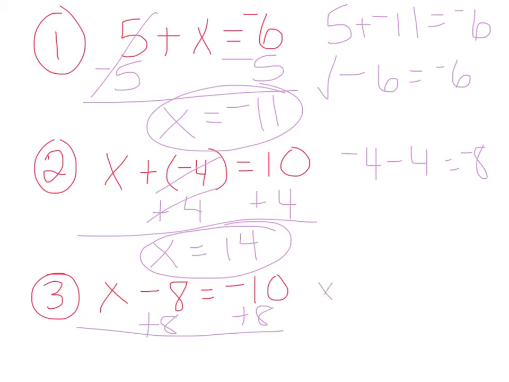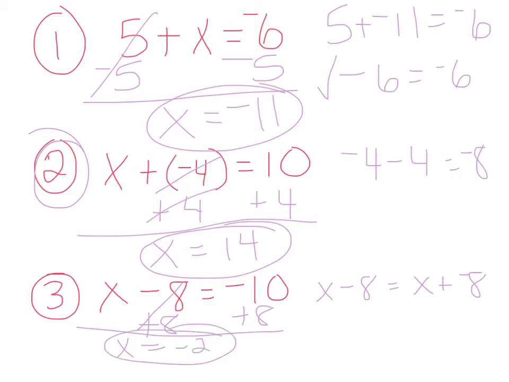Because remember, x minus 8 is the same as x plus a negative 8. So really it's the same problem as number 2 that we're doing. So x equals, because these will cancel out, x equals negative 2. Negative 10 plus 8 gives you negative 2.